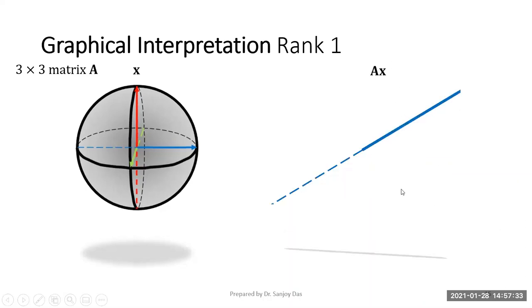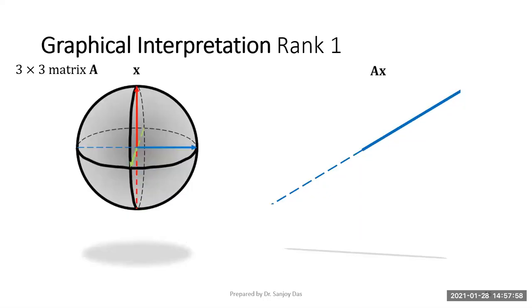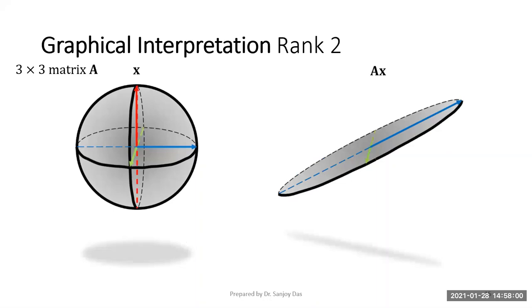If the rank of A is 1, then all these points would land up in this straight line segment, because A has rank 1. Any questions with this illustration?